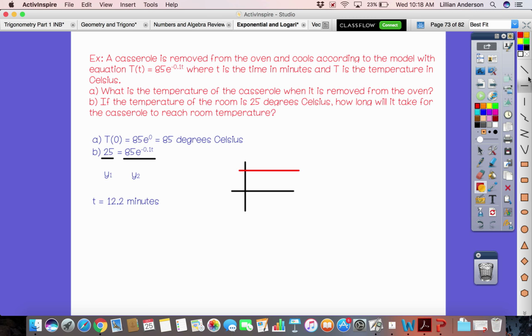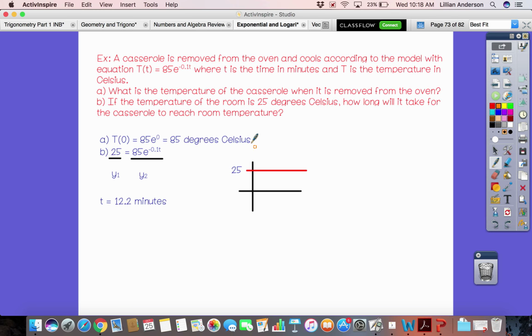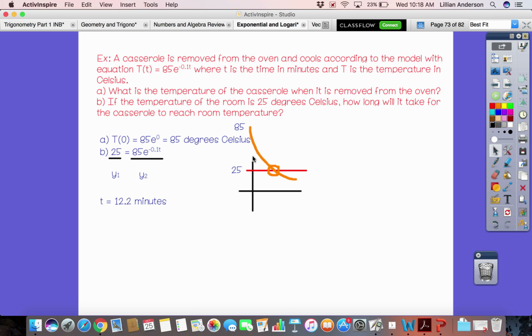Okay, so you want to show the line y equals 25. It's a quick sketch. And then you want to show another line that represents your curve, and it's intersecting somewhere up here, and then we're looking for that value right there. Okay, you want to do something like this, and kind of make a note that this would be 85 on the y-axis, and so on and so forth. Okay, so that's how you could do that one.